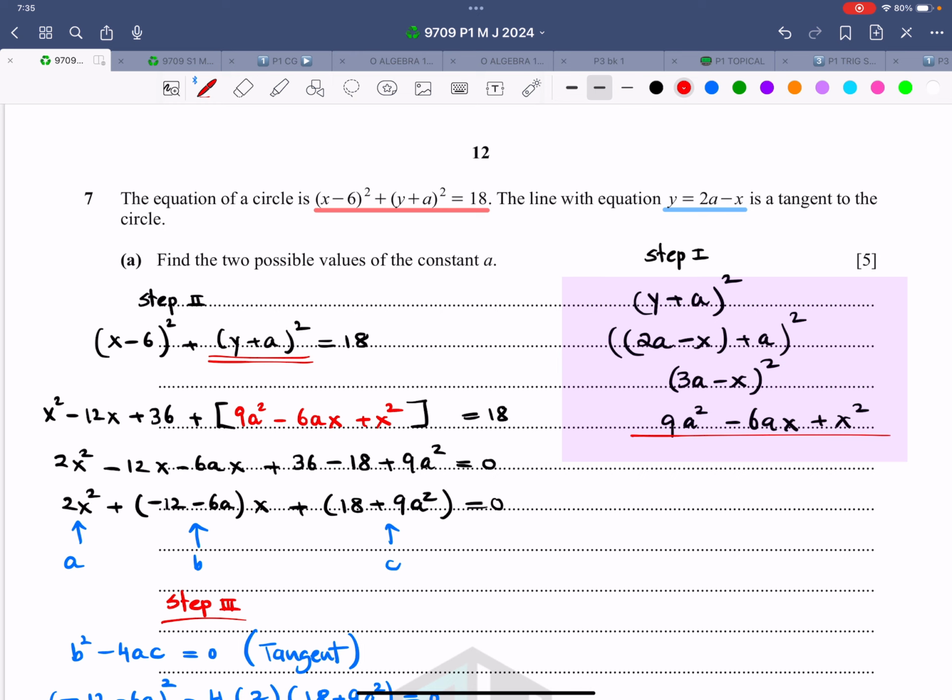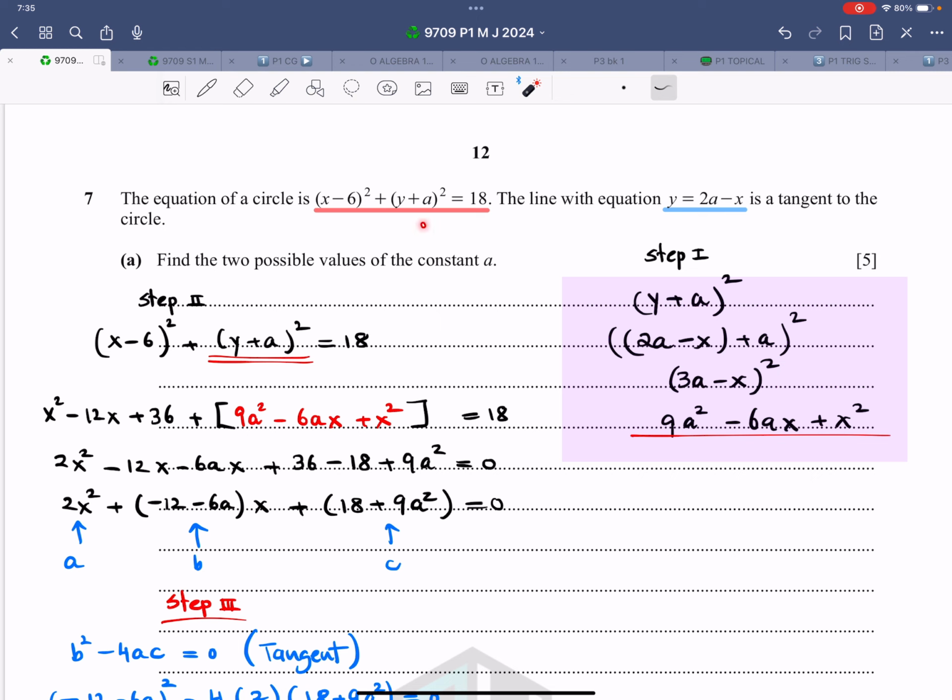The next one, the equation of a circle is (x minus 6) whole squared plus (y plus a) whole squared equals 18. The line with the equation y equals 2a minus x is a tangent to the circle. Part A, find the two possible values of the constant a. Now step 1, what have I done? First of all, what is the strategy?